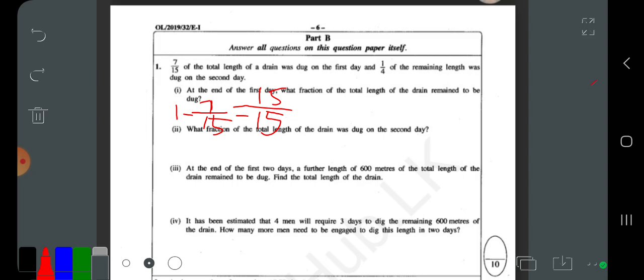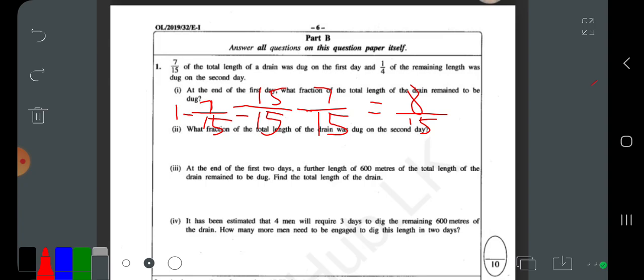Now from 15/15 we're going to subtract 7/15. So what is the remaining part then? What is the remaining part? 8/15. Right. What fraction?